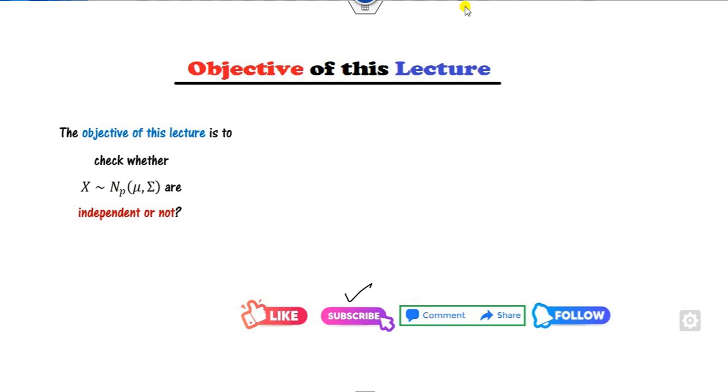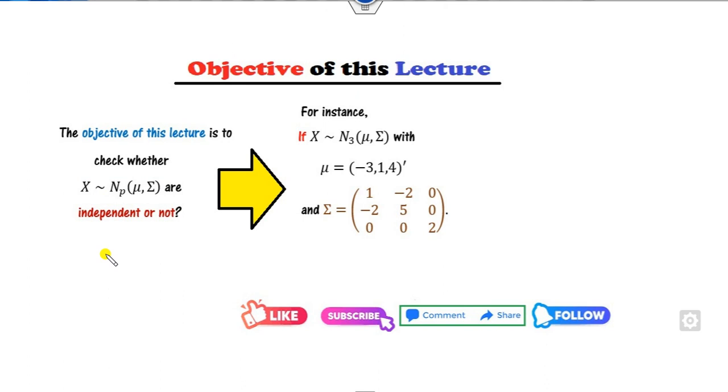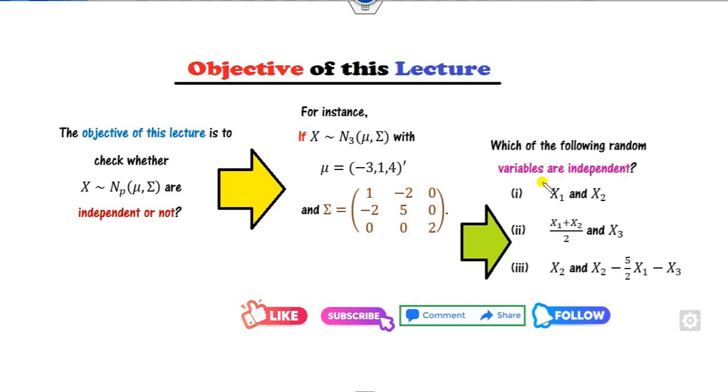What is the objective of this lecture? We will see, if you have a multivariate normal distribution X, under what condition you can say these variables are independent or not. In a more elaborate way, if I have a multivariate normal distribution X such that the mean is given here and the positive definite covariance matrix is given to be this, then which of the following are independent random variables: x1 and x2, this relation or this relation? How can you identify which random variables are independent?